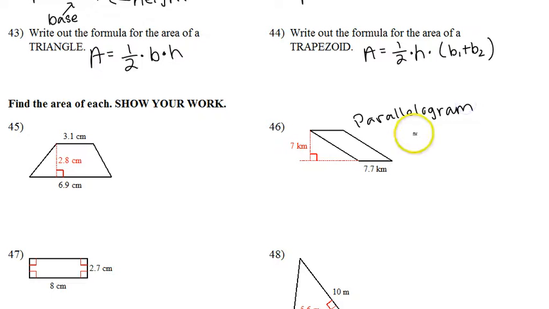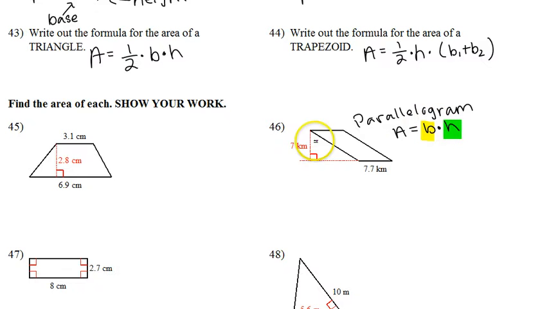Number 46 is a parallelogram. The area of a parallelogram is equal to base times height. We have that formula up on the page above. Now I have to label my base and my height before I can plug them into the formula. I need to find them. On all of these polygons, the base and the height will always form a 90-degree angle. You can see a 90-degree angle right there. The base and height will always form the 90-degree angle.